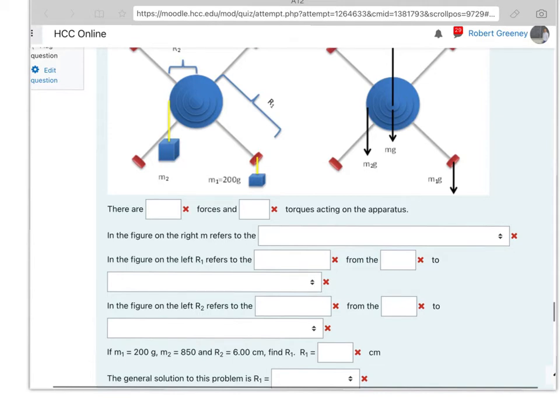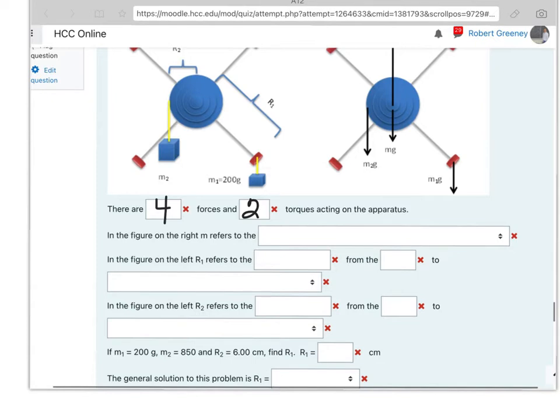And even if you get most of the answers right or all of them right, it might be good to listen to the details of how this problem would actually be done if you were writing out the solution for a quiz or an exam. Okay, so we already said that there were 4 forces, and there were 2 torques, one clockwise, one counterclockwise.